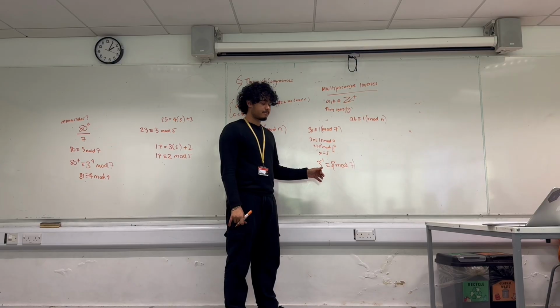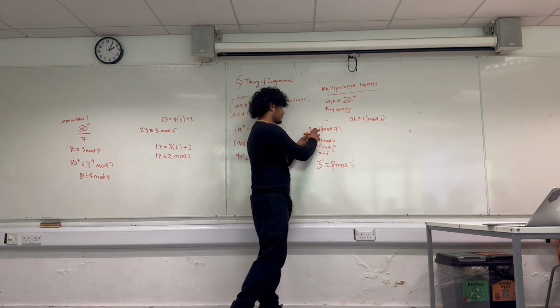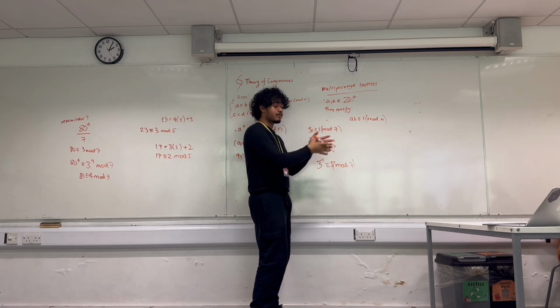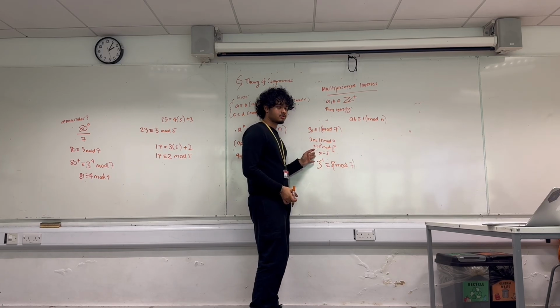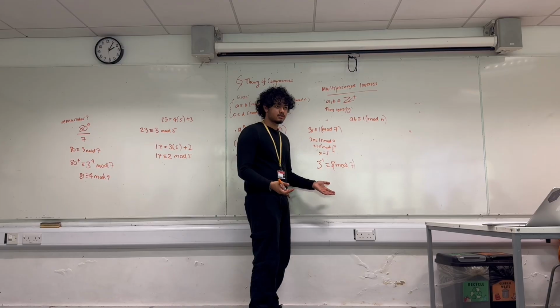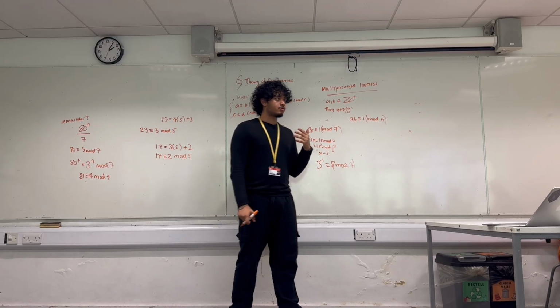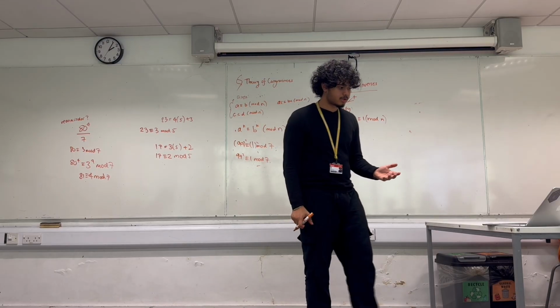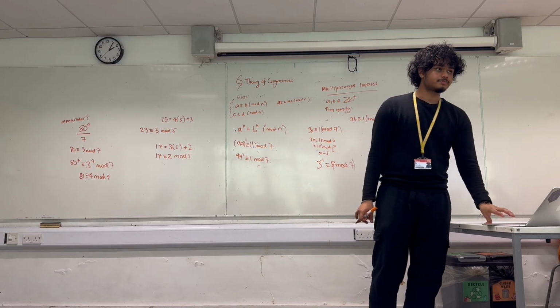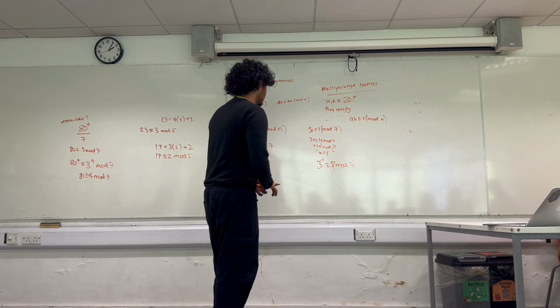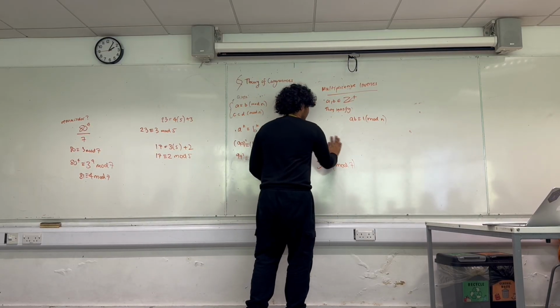Because if I divide both sides by 3, x is congruent to a third mod 7, right? But x is congruent to 5 mod 7. So 5 is congruent to a third mod 7. That's where we can introduce our fractions. And we'll look a lot more into this probably in the next lecture I do on this. But that is the idea of modular inverses.